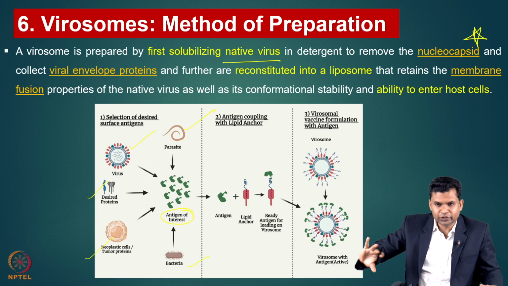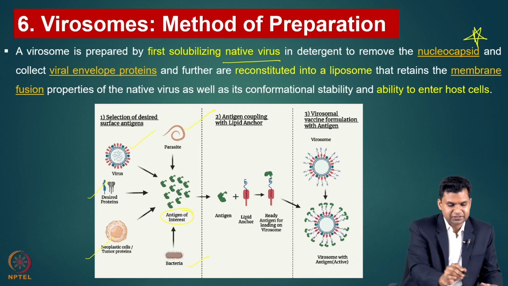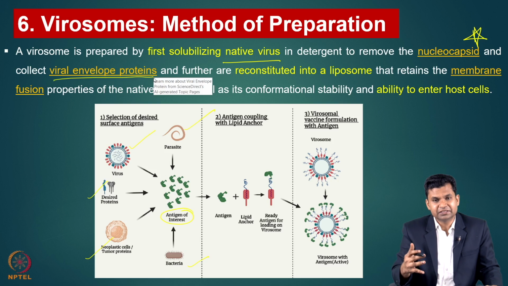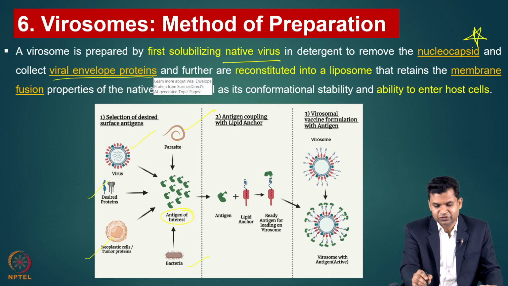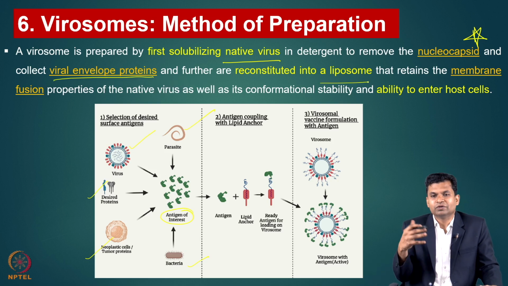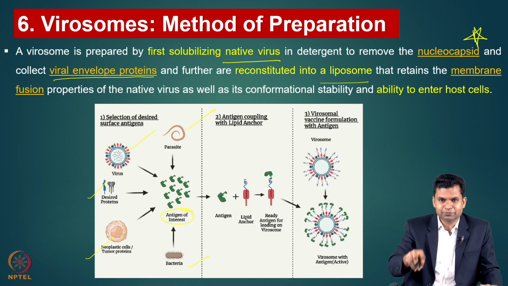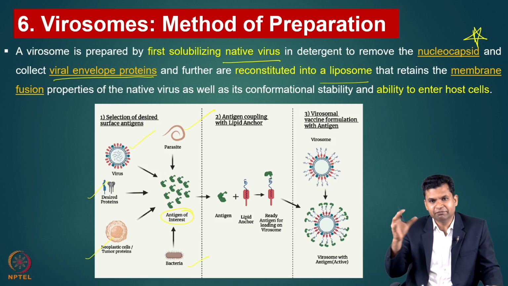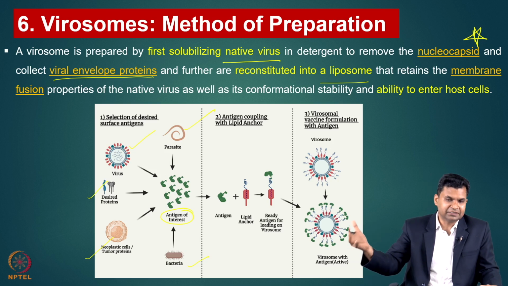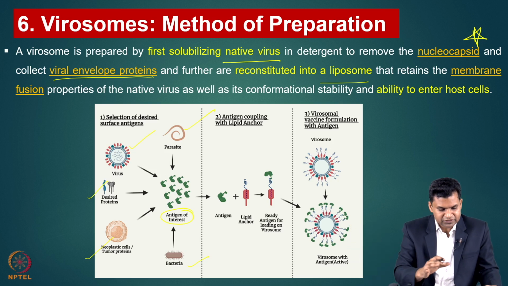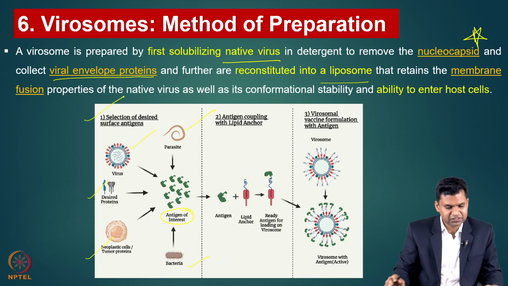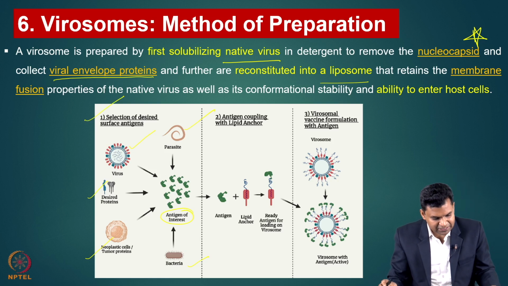Once you remove the nucleocapsid, you need to collect the viral envelope proteins, and then they need to be reconstituted with your lipid. So, you will get liposomes, and after that you need to encapsulate your antigen. That will help it enter into the host cell. With this you will understand the first step is selection of the desired surface antigen.